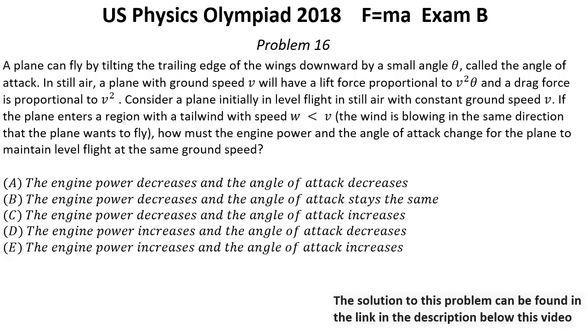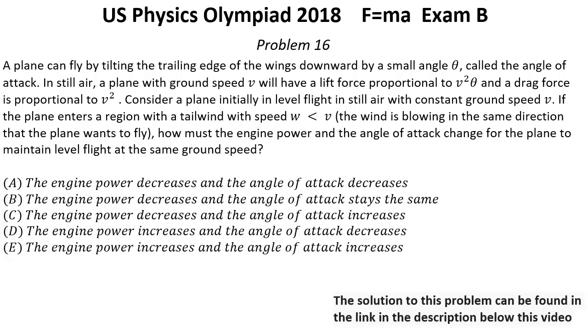If the plane enters a region with a tailwind with speed w less than v, the wind is blowing in the same direction that the plane wants to fly. How must the engine power and the angle of attack change for the plane to maintain level flight at the same ground speed? Solution for problem number 16.